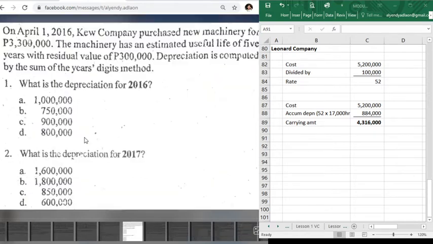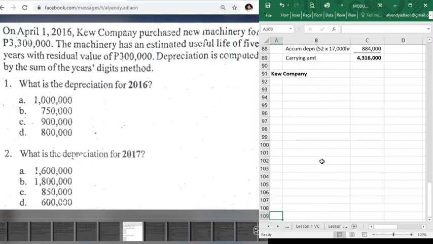Okay, next problem. We have the Q company. Now question, what is the depreciation for 2016? What is the depreciation for 2017? Okay, let us read the problem.